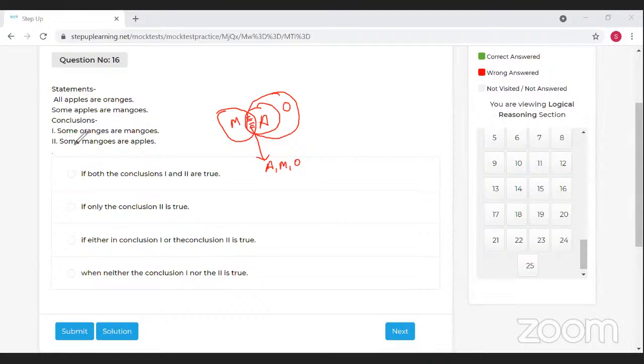Right? So now some oranges are mangoes. Yes, it is correct. Some mangoes are apples. Yes. If some apples are mangoes, then some mangoes are apples is absolutely correct. So your answer will be what? Both conclusion one and two follow. Did you get it?